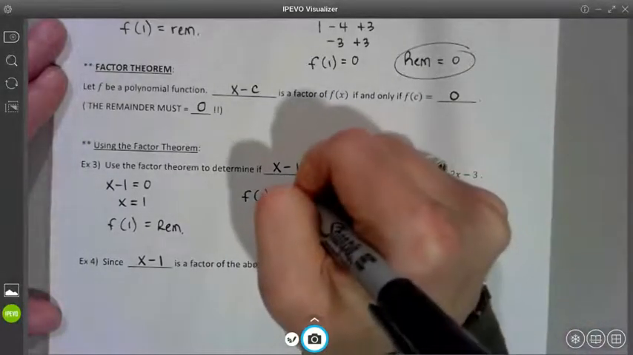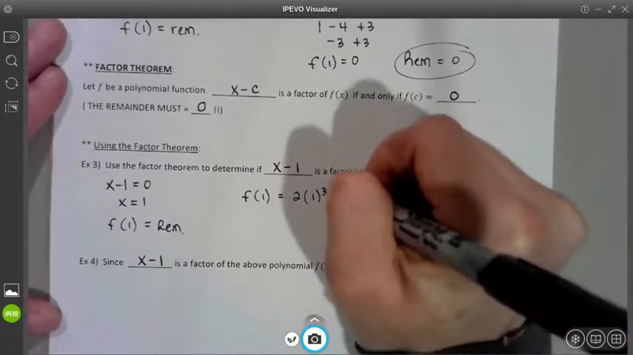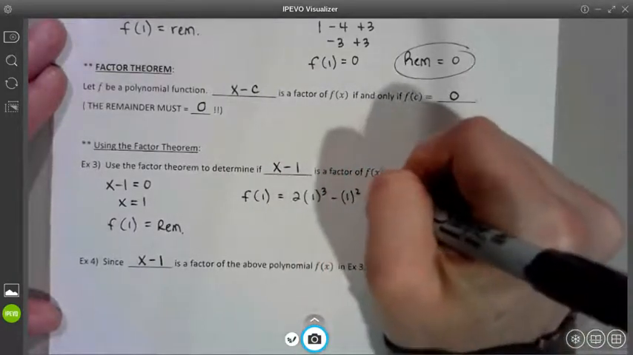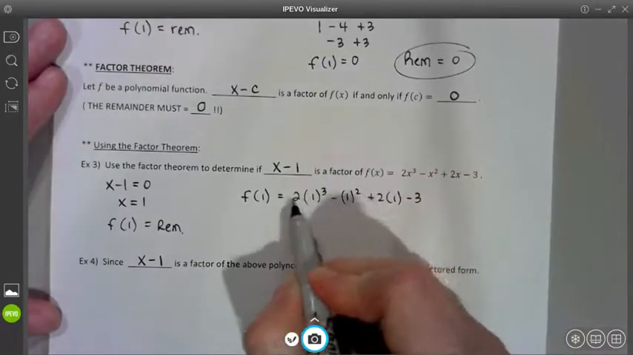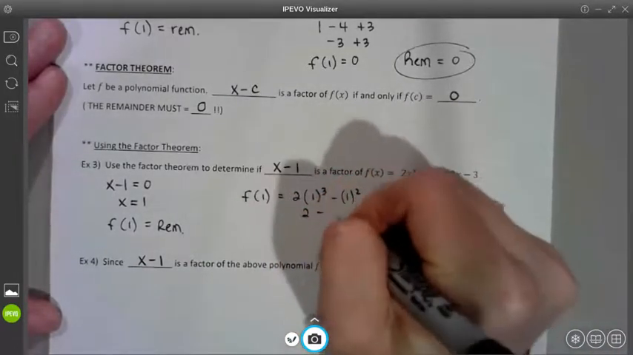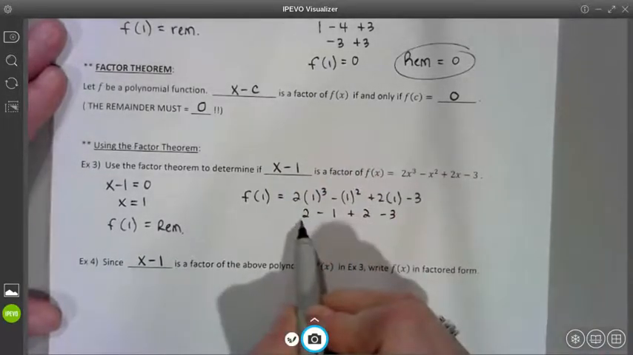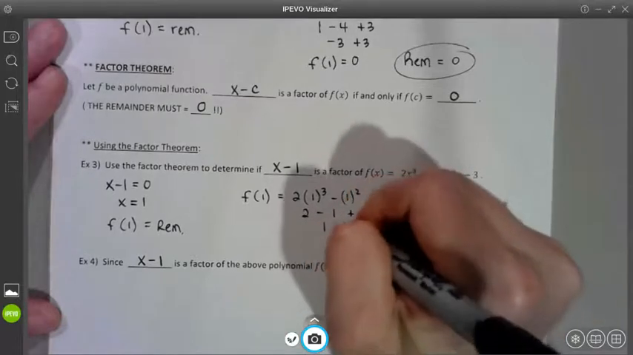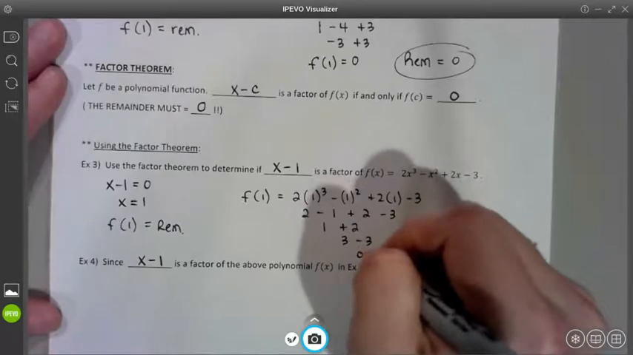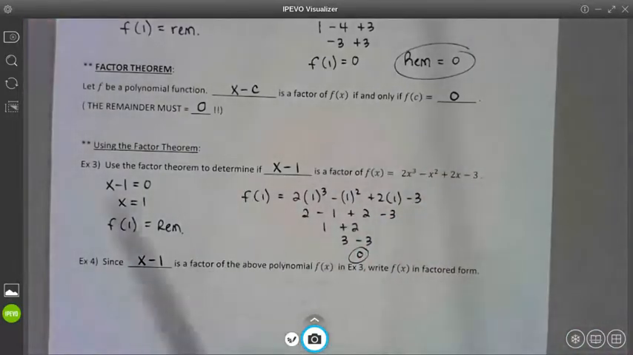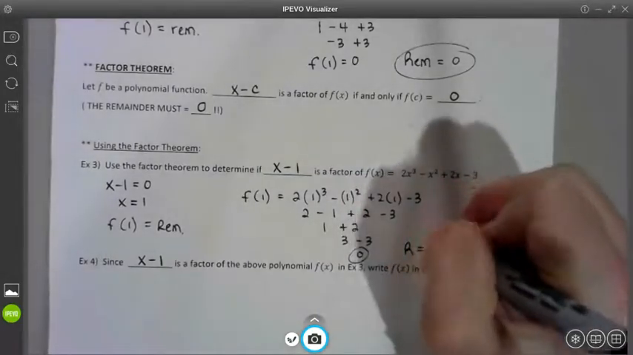All right, so it's going to be 2 times 1 to the third minus 1 squared plus 2 times 1, and then minus 3. All right, 1 to the third is 1. 1 times 2 is 2. Minus 1 squared is 1. Plus 2 times 1 is 2. And then minus 3. From the left, 2 minus 1 is 1. 1 plus 2 is 3. And then 3 minus 3 is 0. So 0 does come out when I plug 1 in. So that means the remainder equals 0.